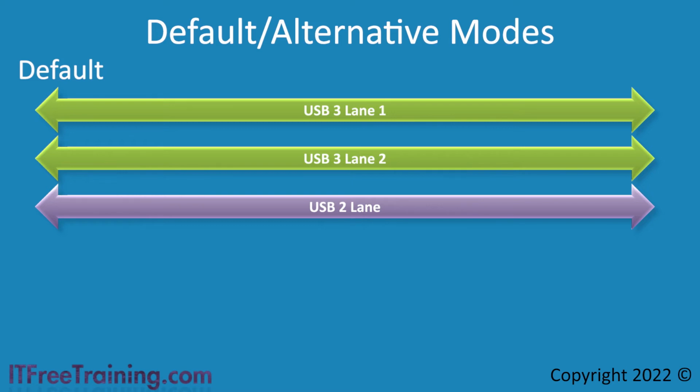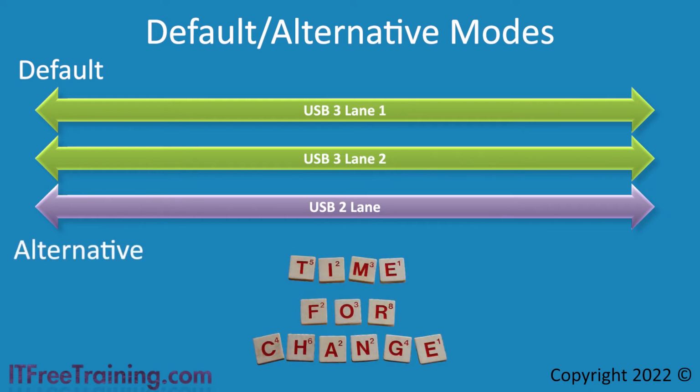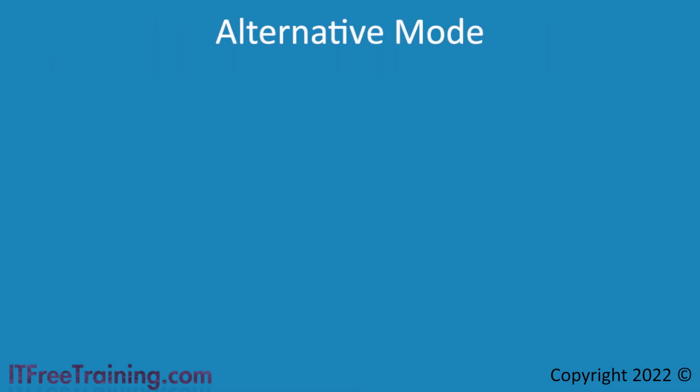However, with devices like DisplayPort, the primary purpose is to transfer a lot of data and not require that much data be transferred back. For this reason, USB-C supports an alternative mode. Alternative mode essentially means that the wires in the connector can be changed from their default purpose to something else. Let's have a closer look.